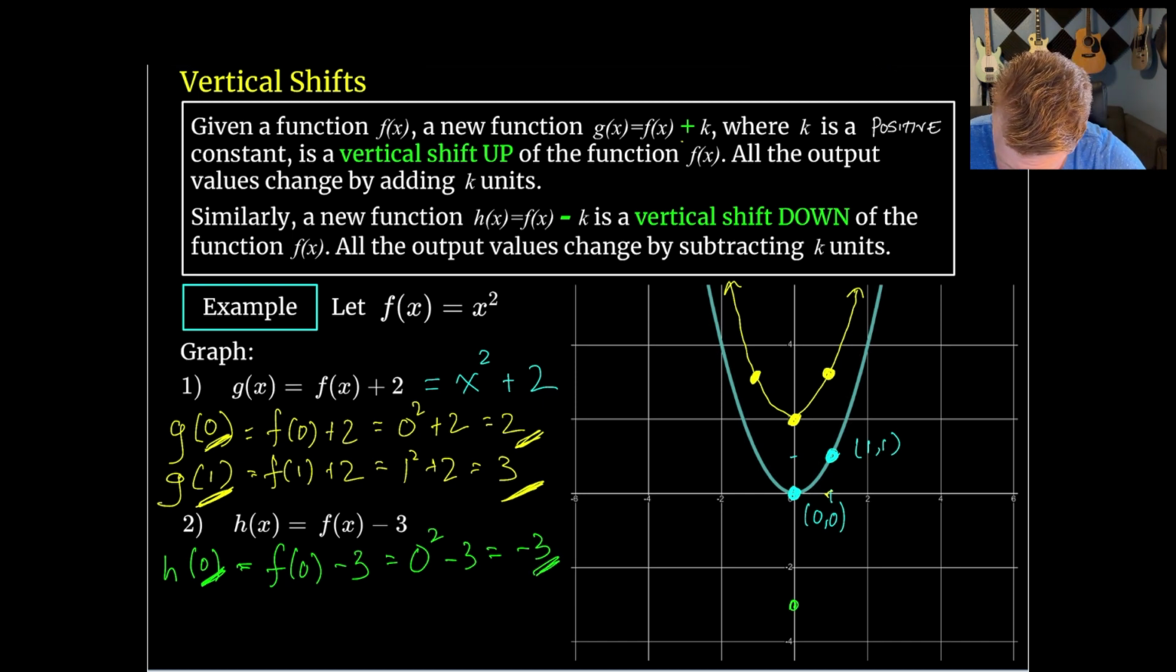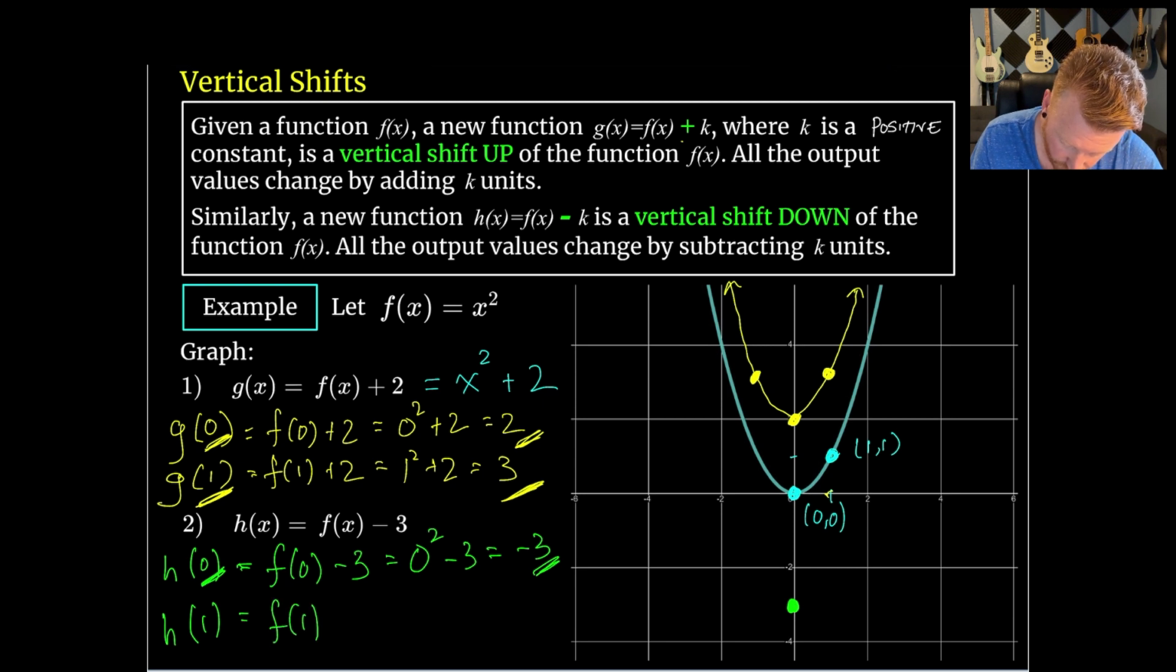So we will put this down here. We'll move this point 0, 0. The output of 0 is moving down to negative 3. And I can do the same thing with h of 1 here. This is saying, take a look at what f of 1 was, and then subtract 3 off of that.